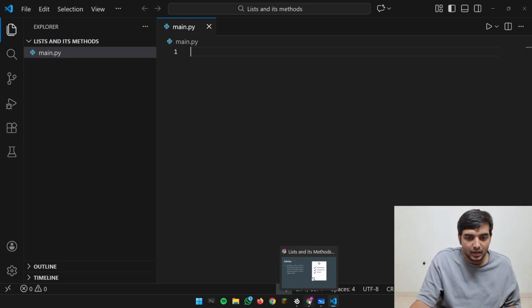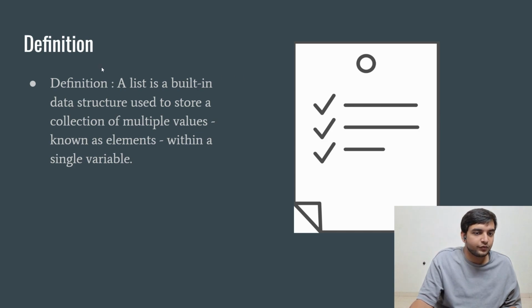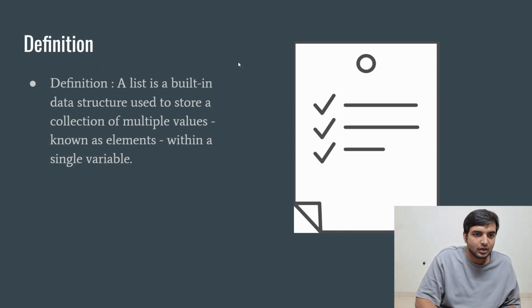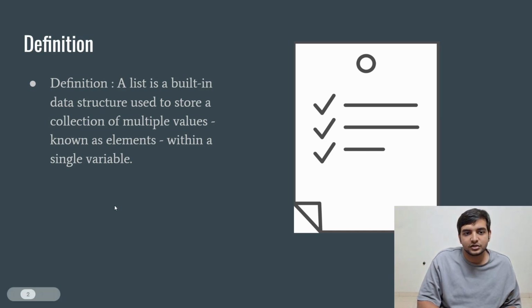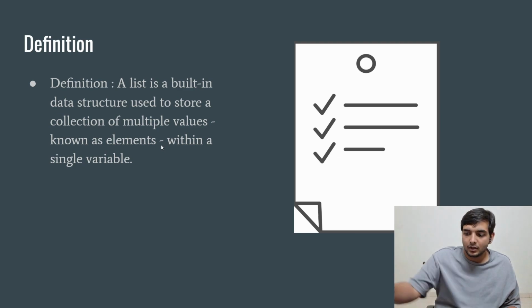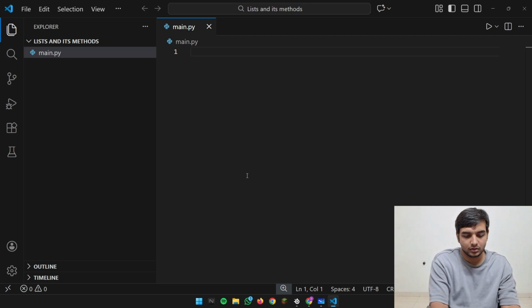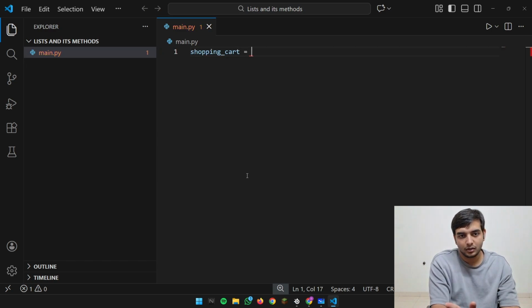So yeah, that apart, the official definition according to W3Schools or something is: a list is a built-in data structure which is used to store a collection of multiple values known as elements within a single variable. So let's see how we can declare a list in Python. So let's call it a shopping cart. Shopping cart is a variable.